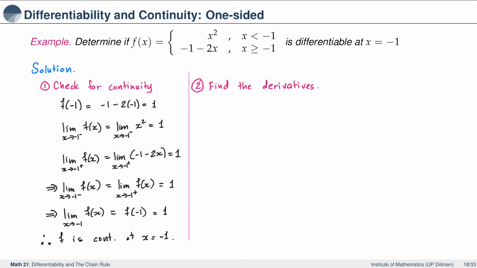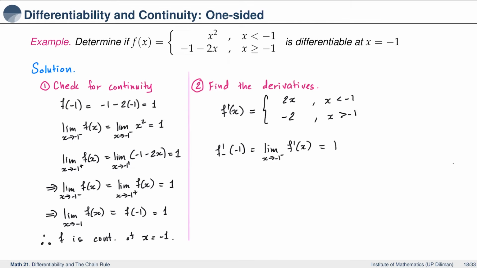Okay, so first, let's find the derivative of f of x. If x is less than -1, the derivative of x squared is 2x. And if x is greater than -1, the derivative of 1 minus 2x is -2. So if we evaluate using the theorem earlier, the left derivative at -1 is equal to the limit of f prime of x as x approaches -1 from the left.